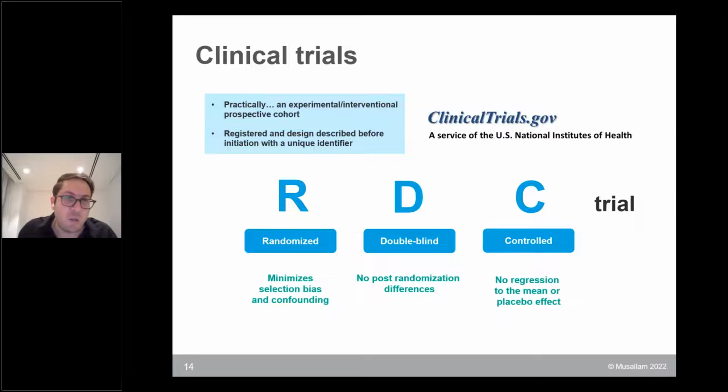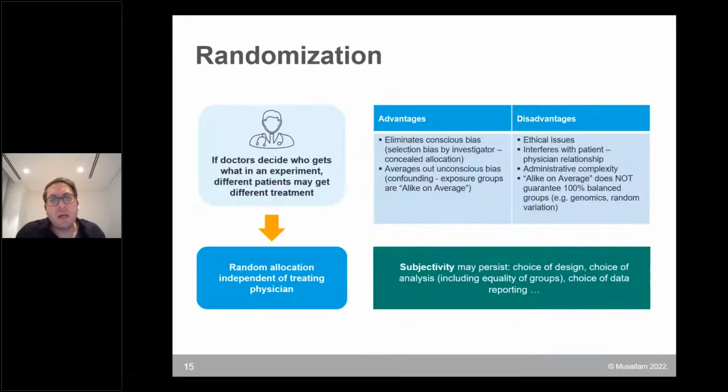In most journals, they wouldn't even accept data from a clinical trial that was not registered on some major database. You probably heard of these three common labels of a clinical trial: randomized, double-blind, placebo-controlled trial. And I'll walk you through what each of these means, because these are the most essential things to understand about clinical trials. Randomization, obviously, if a doctor decides who will get an experimental treatment, there has to be some sort of random allocation that's not guaranteed.